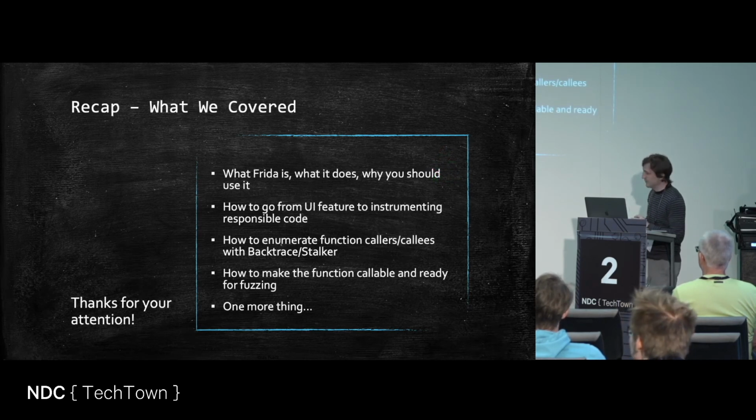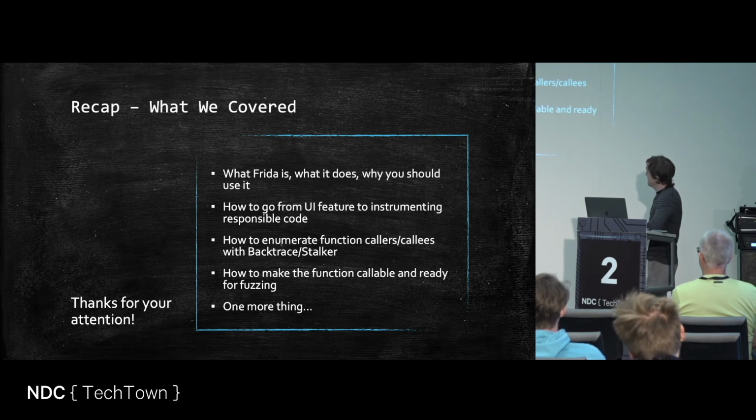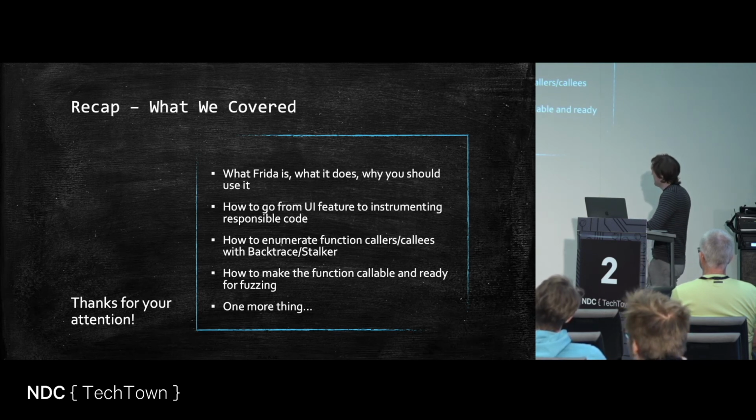So to go over what we covered here, we went over what Frida is, what it does, and why you should use it. We covered how to go from a UI feature that we were just a little bit interested in to instrumenting the code that's responsible for making it work, and looked at enumerating the callers and callees of that function with backtrace and Stalker, and how to make the function callable and ready for fuzzing.